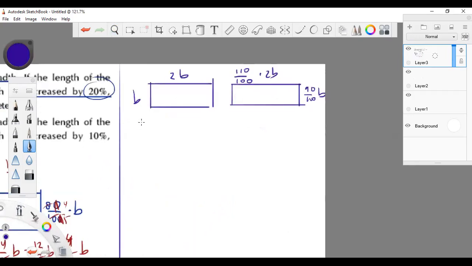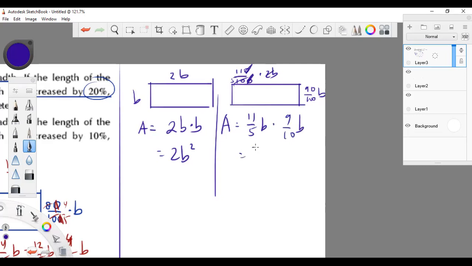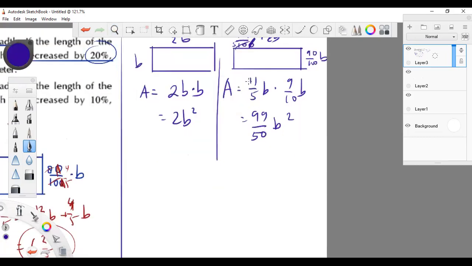So the area of the first will be 2b times b, so it's 2b square units. How about this? The area is changed. So I cross this, and I'll get 11 over 5b multiplied by 9 over 10b. So it is 99 over 50b square, right? So is it increasing or decreasing? It's decreasing, see? So 2b square representing 100%.